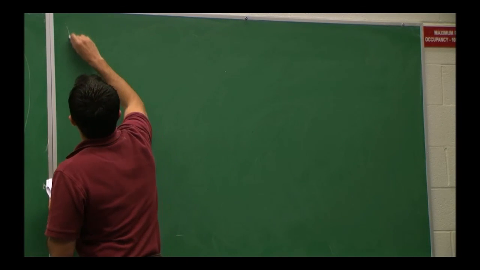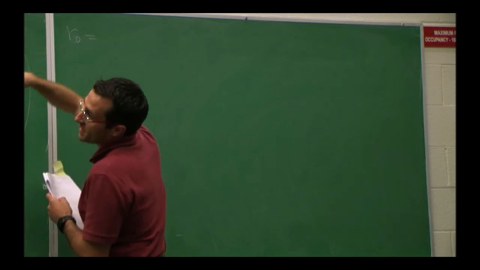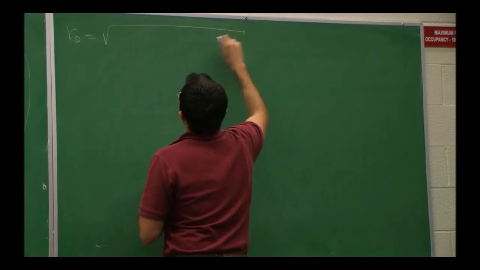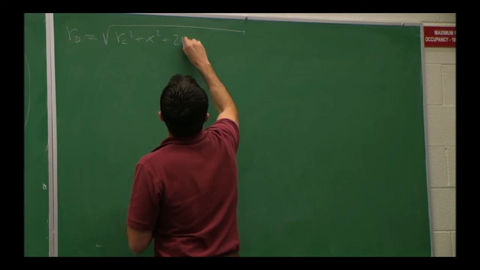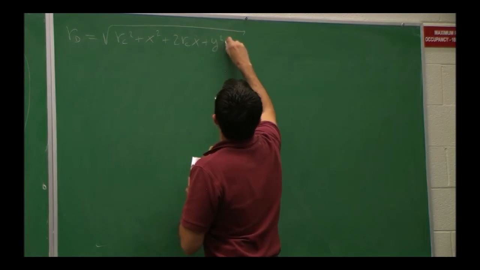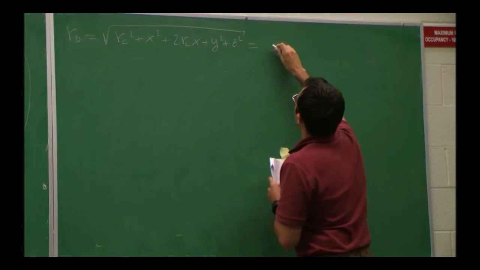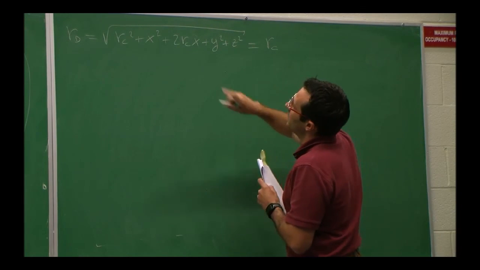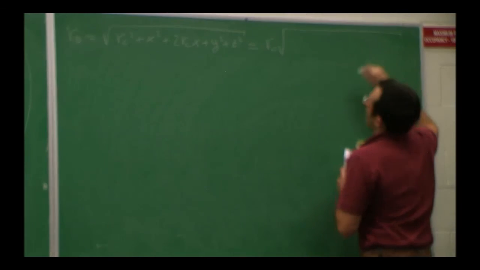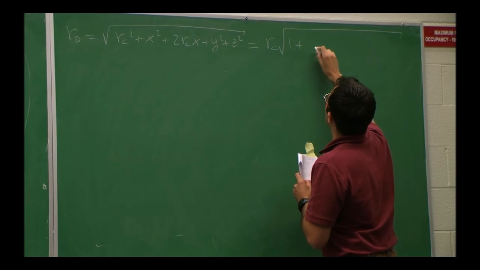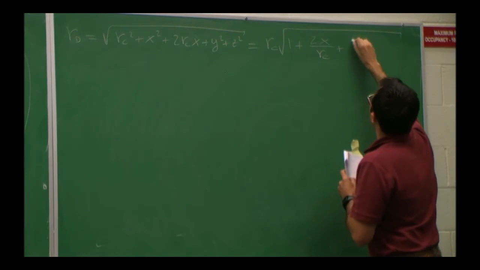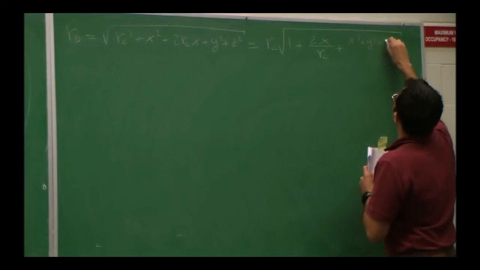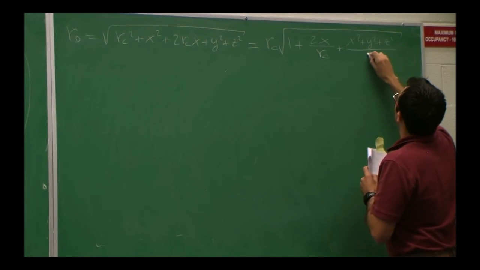Let's see. RD, I already have it there, right? It's that square root, which is also equivalent to RC squared plus x squared plus 2 RC x plus y squared plus z squared, which for convenience I'm going to write like this, collecting the RC outside. I have 1 plus 2x over RC plus x squared plus y squared plus z squared over RC squared. I like it that way.